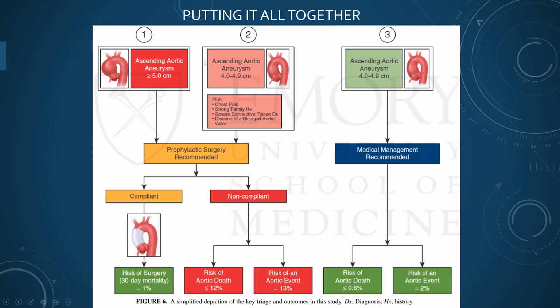And generally, if the aneurysm is greater than 5 centimeters, we're going to go for prophylactic surgery. If it's 4 to 4.9 centimeters with other risk factors, such as chest pain, a strong family history, or a history of a severe connective tissue disease or bicuspid valve, you want to go ahead and move forward with prophylactic surgery. And if we are 4 to 4.9, but without those risk factors, it would be reasonable to manage medically and do routine monitoring every year.